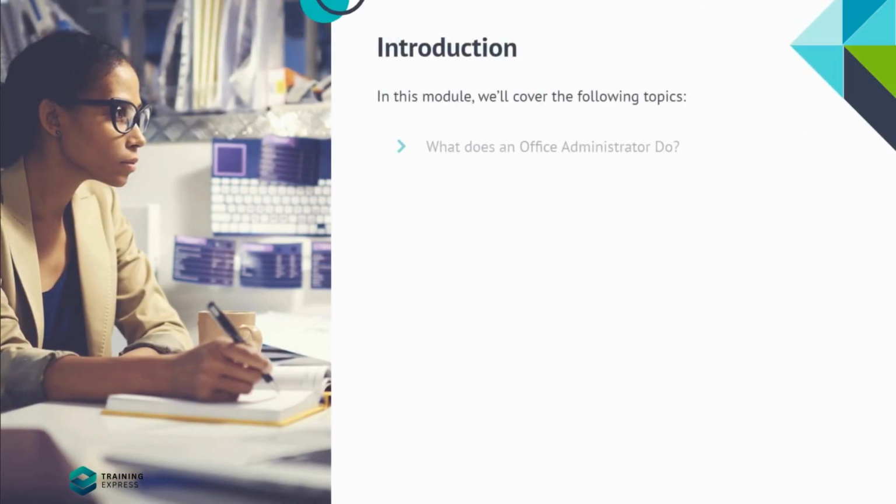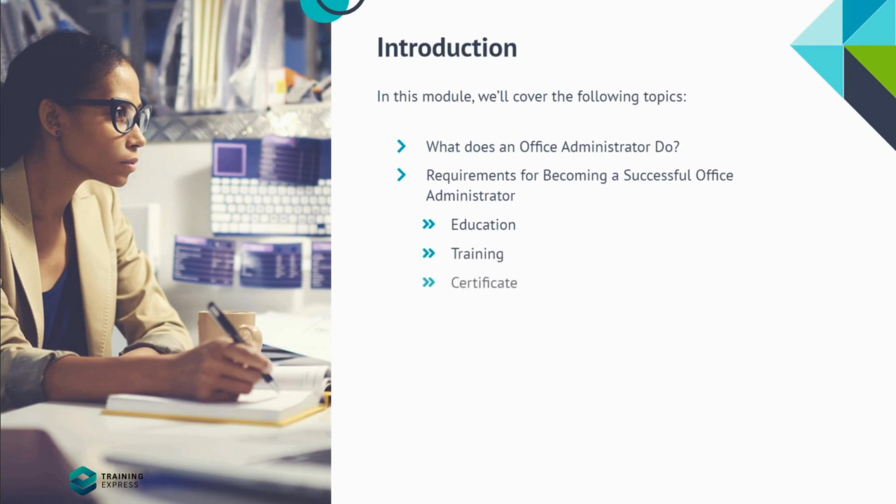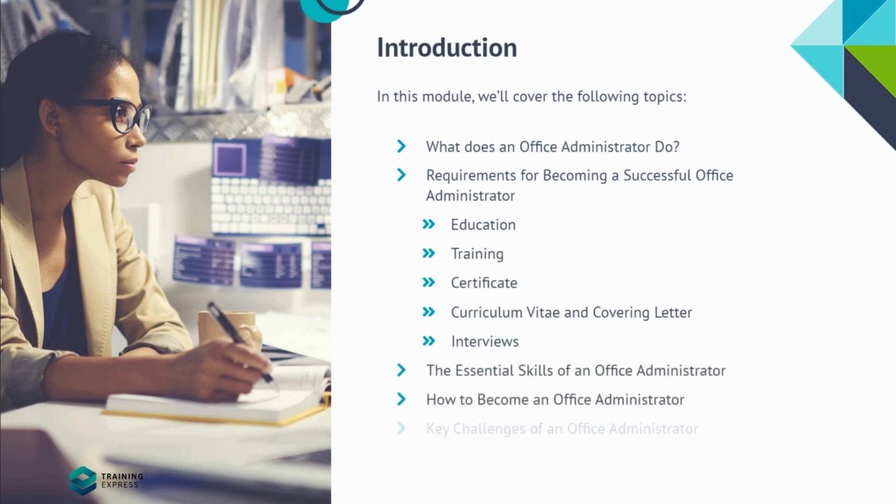In this module, we'll cover the following topics. What does an office administrator do? Requirements for becoming a successful office administrator. Education. Training. Certificate. Curriculum vitae and covering letter. Interviews. The essential skills of an office administrator. How to become an office administrator. Key challenges of an office administrator.